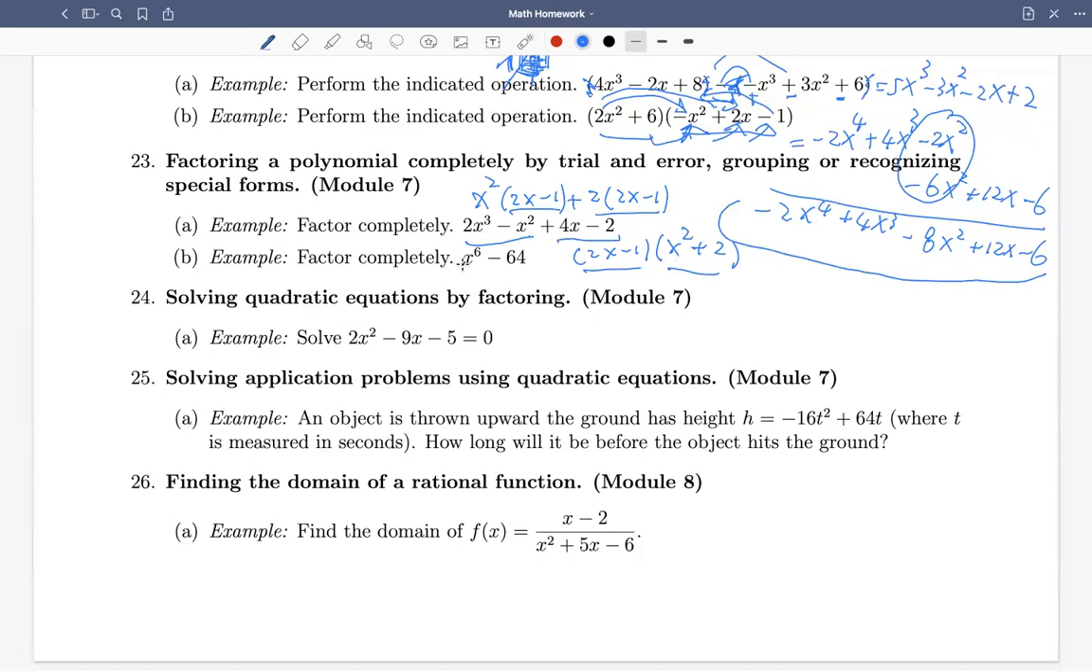Okay, the second one, x to the 6th minus 64. We want to use the difference of 2 squares. So x to the 6th, we can write as x cubed squared.